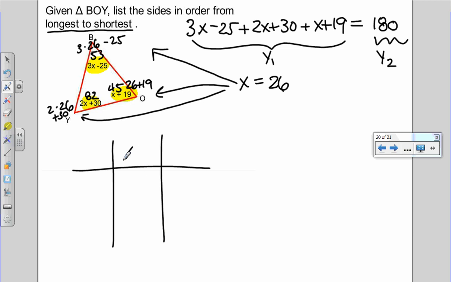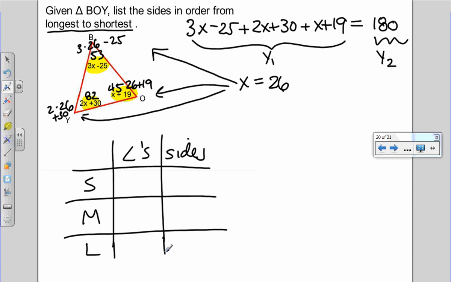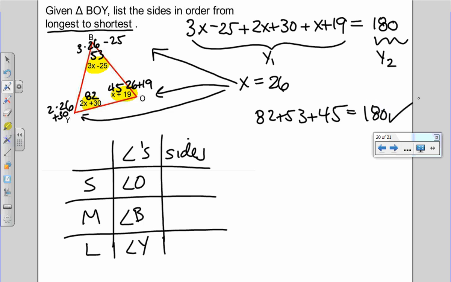We can make our chart. Angles, sides, small, medium, large. Which is the smallest angle? 45 degrees, angle O. Angle B, 53 degrees, is the medium angle. Angle Y is the largest, 82. We probably should check. 82 plus 53 plus 45. Check it. Make sure it adds up to 180. It does. So we know our angles are right, and we know we have the order correct.